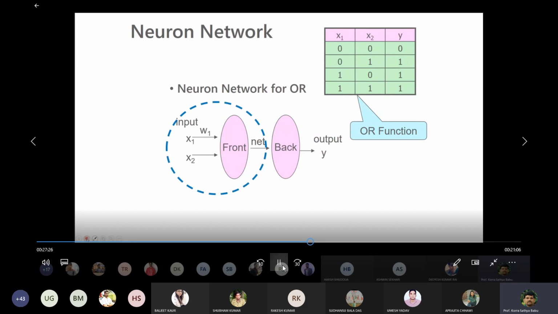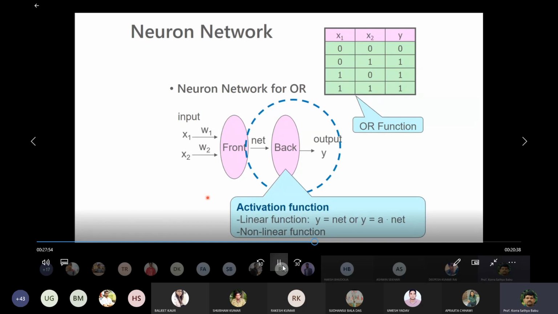So if you take the first one, W1 and W2 are the weights, which are fed to this front end, and the net value is attained as W1 X1 plus W2 X2 plus some bias. What is this bias? Again, we will see this later.